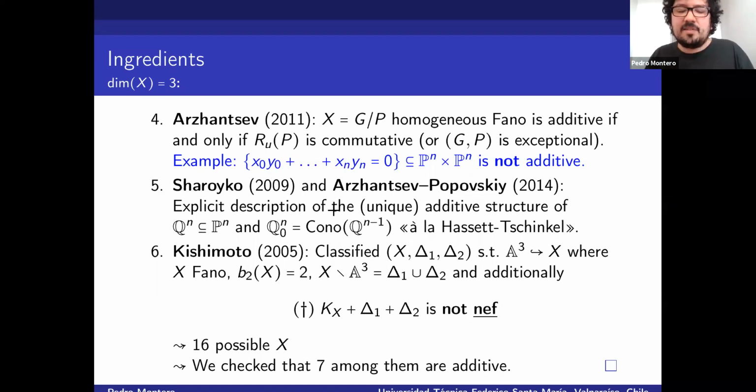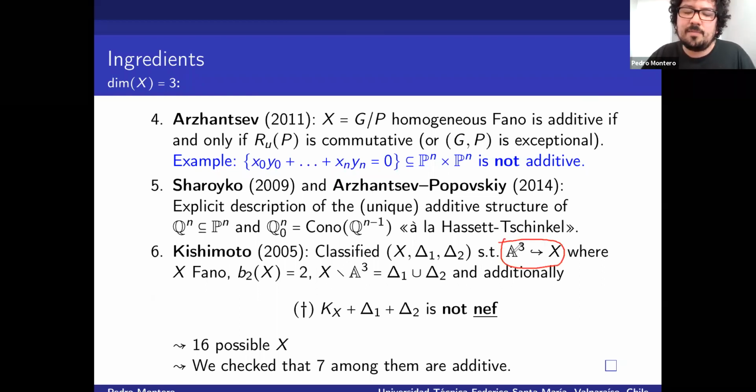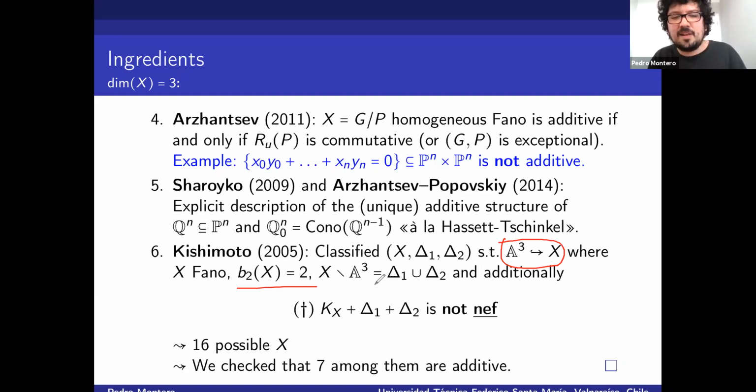And the very last but very important result that we used is that Takashi Kishimoto classified all possible compactifications of the affine space, actually not only the affine but also contractible, but in particular affine space, that compactify into Fano threefolds of Picard rank 2, under an additional condition, which is that the log canonical divisor is not nef, which happens to be our case because of the Hassett–Tschinkel result that I just told you. So Kishimoto found 16 possible X, and even more, he found also the possible boundaries. But among the 16 possible X, we can check that only 6 of them are additive.